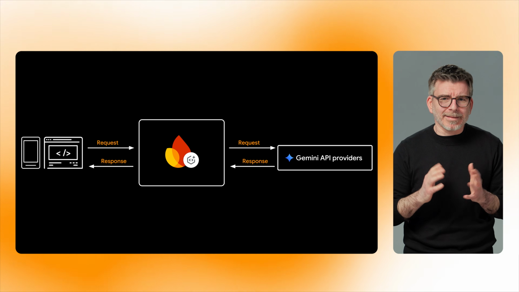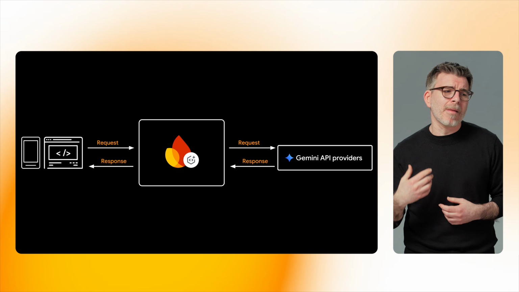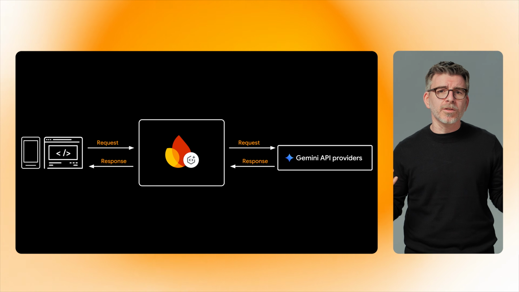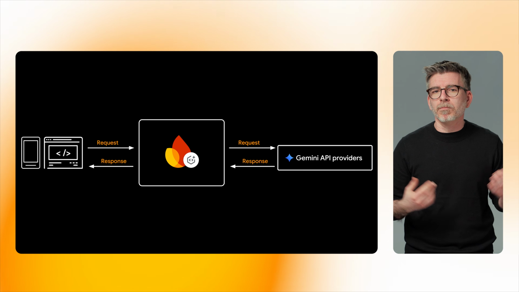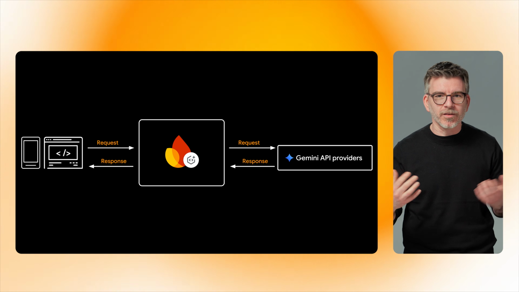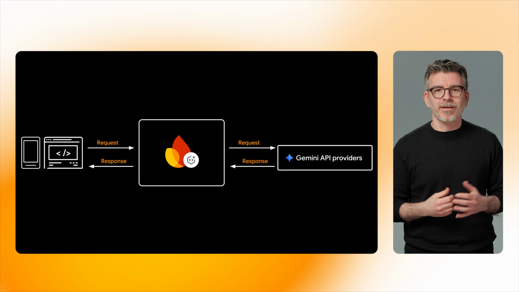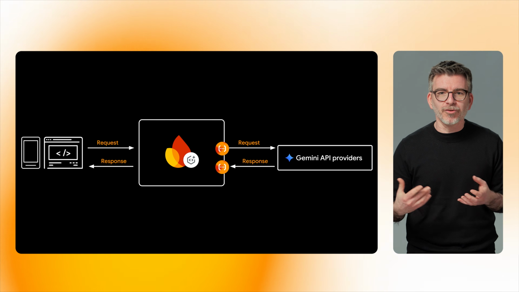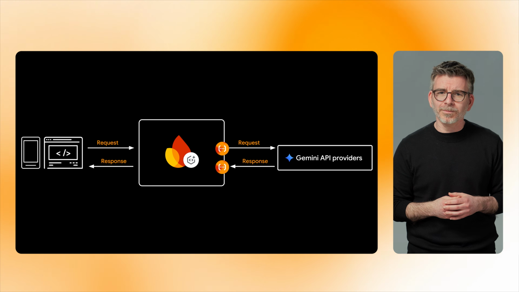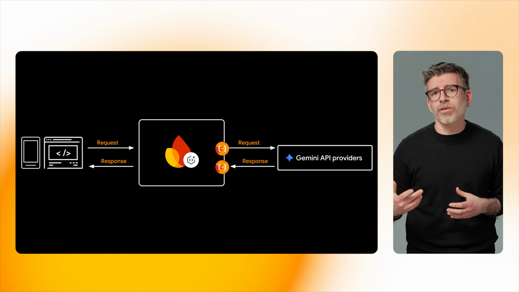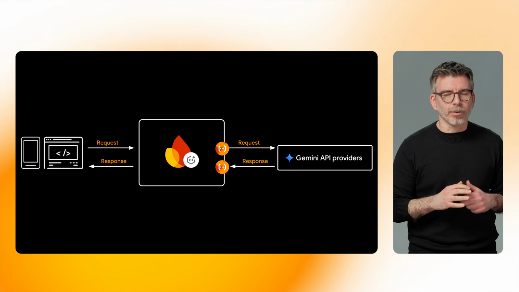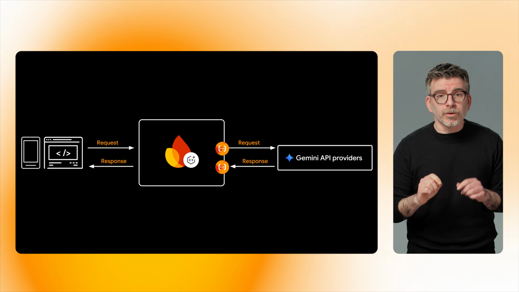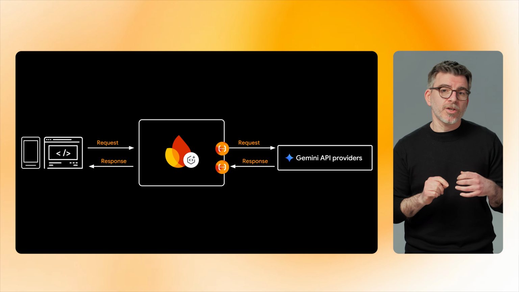Now, a common question I get. This is great, but what if I need custom business logic between my app and the model? What if I need to check something before the request goes through? Like, for example, only allow my premium users to use certain AI features. That's why we added Cloud Function triggers for Firebase AI Logic. So you can now write Cloud Functions that trigger before or after a generate content call. For example, before the model call, you might verify user subscription tier.